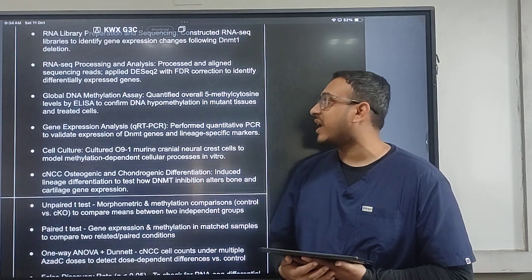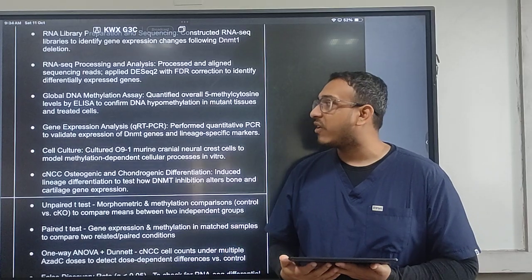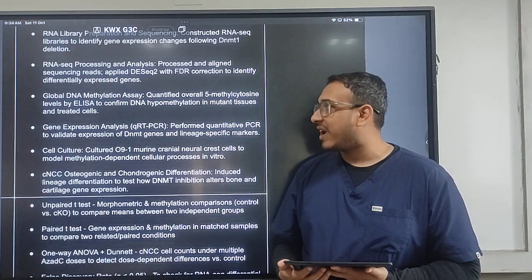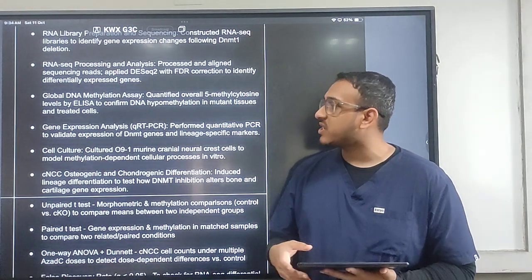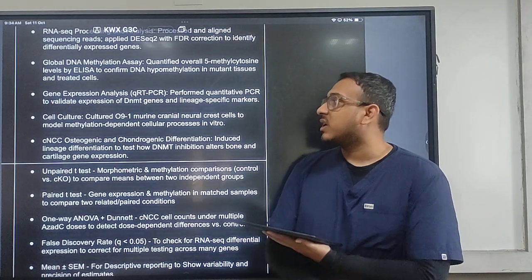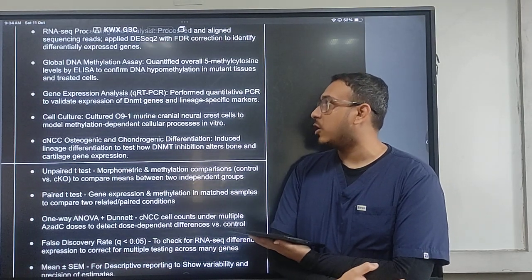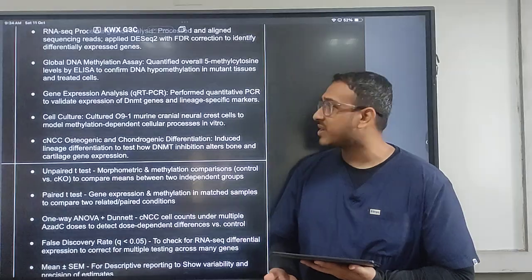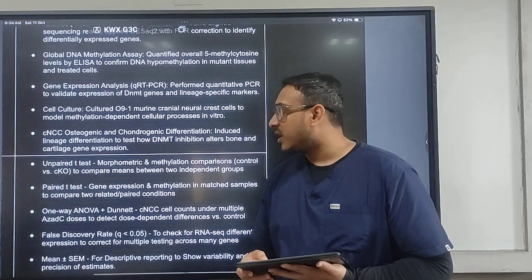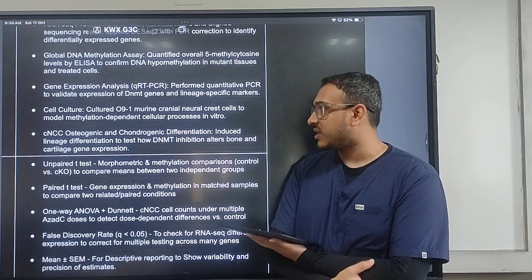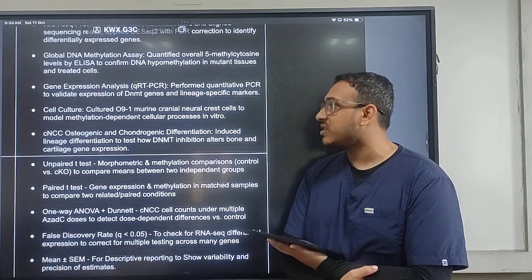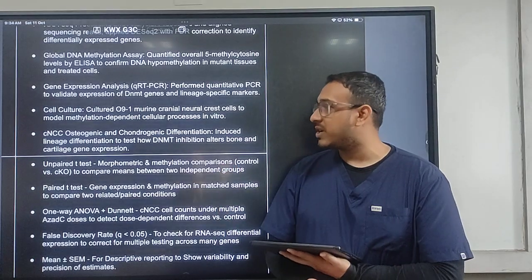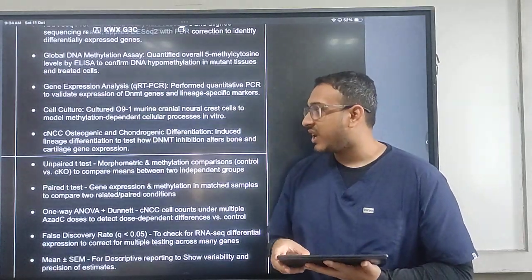Then they performed gene expression analysis, where they performed quantitative PCR, qPCR, to validate expression of DNMT genes and lineage specific markers. For the cell culture, they cultured the O9-1 murine cranial neural crest cells to model methylation dependent cellular processes in vitro. Lastly, they checked for the cranial neural crest cells' osteogenic and chondrogenic differentiation by inducing lineage differentiation to test how DNMT inhibition alters the bone and cartilage gene expression.